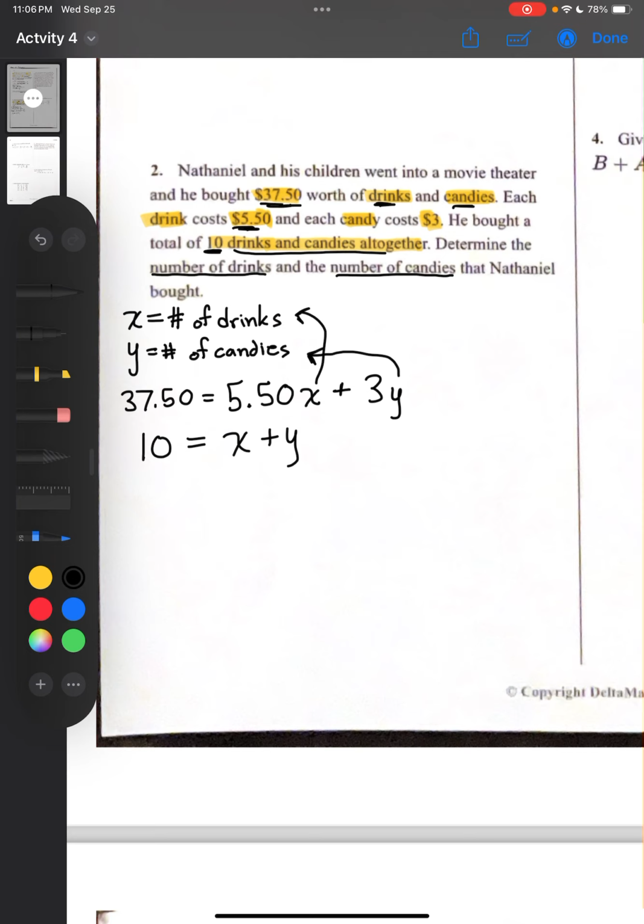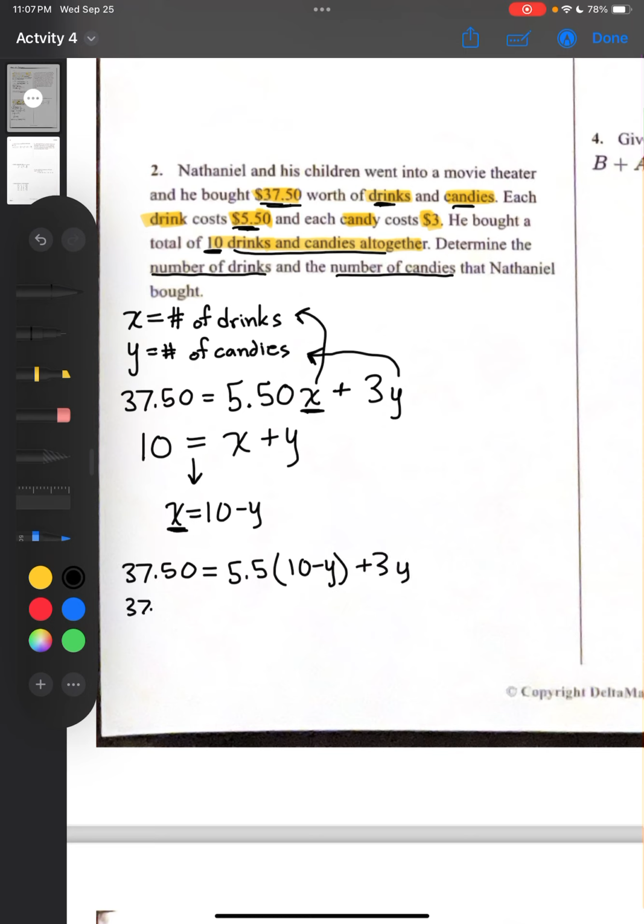Now for this one, it'd be pretty easy just to use substitution, because all we have to do to solve this, we can bring this down here, and x equals 10 minus y. So substituting that, we're going to put the x here into the x here. So that gets us $37.50 equals, we're going to make this just 5.5 times 10 minus y plus 3y.